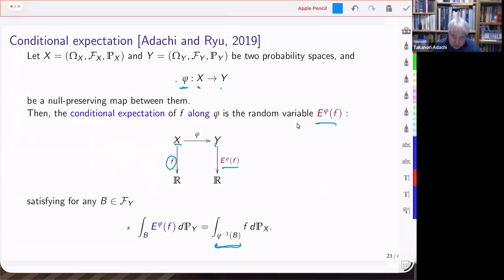This final statement is very similar to the traditional conditional expectation formula, except for phi inverse of B. In the classical sense, the conditional expectation is only defined on one probability space, but ours is on different probability spaces, X and Y. So we need to change the measurable set; we need phi inverse of B. But anyway, this is a generalization of the classical conditional expectation. If X and Y coincide, then it's nothing but the classical conditional expectation.